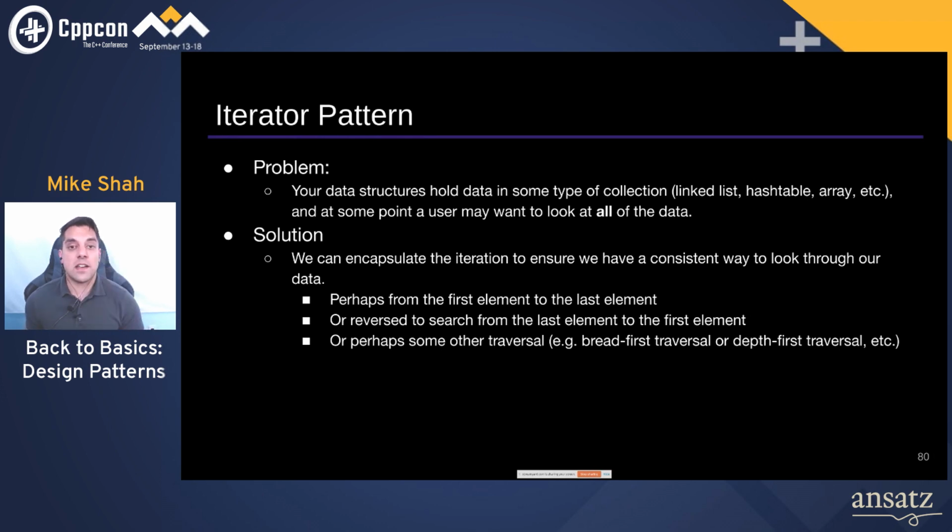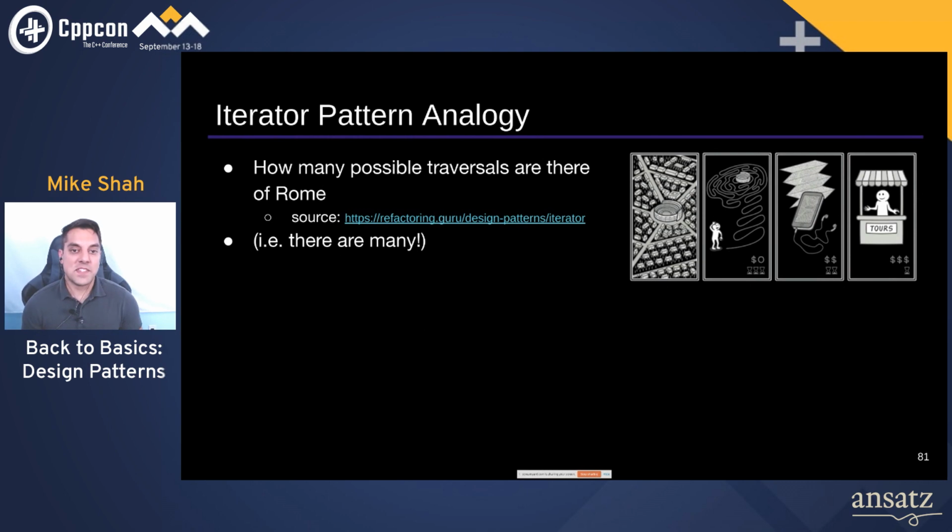Okay, so that could mean various traversals, perhaps going from the first element to the last, or in reverse from the last element to the first. And depending on your data structure, these are your different traversals, like a breadth first traversal, depth first traversal, and so forth. Okay, so the iterator pattern analogy is, how many possible traversals are there in Rome? By foot, walking, running, by using a map, taking a tour. There are many different ways that you can look through some collection of data.